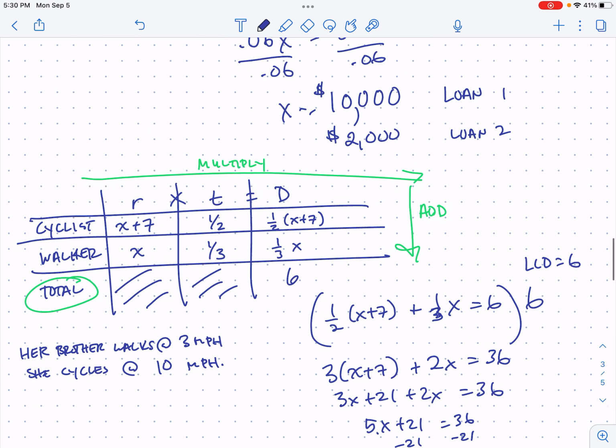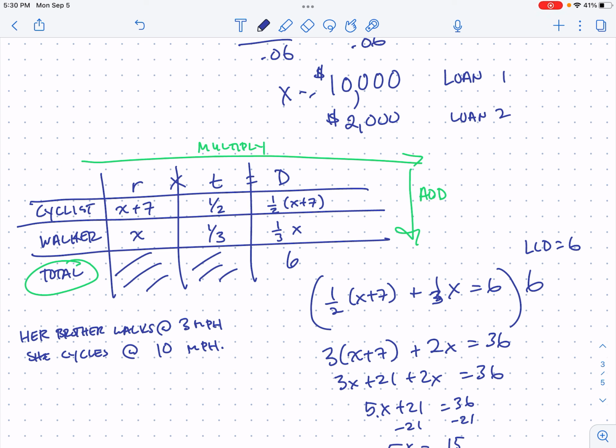So hopefully that gives you a structure, a way of solving these 3 fairly classic kinds of algebra problems: mixture problems, simple interest problems, and uniform motion problems.